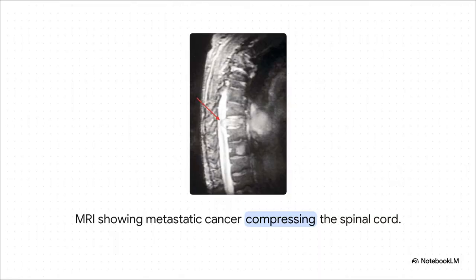And this MRI, wow, it shows us exactly what's going on in metastatic cord compression. Just look at how that vertebral body has completely collapsed. You can see the bone fragments literally pushing back and squeezing the spinal cord. This picture tells the whole story. It's the anatomical reason for the patient's symptoms.